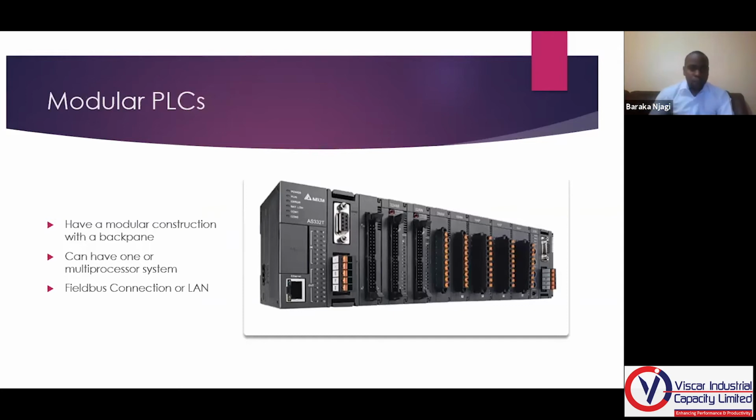The next one is the modular PLCs. And these are the kinds that are grouped into structures. So for example, in our diagram here, you can see they are modular. They have a CPU here. They have a communication protocol. They have an input, an output, digital input, digital output, all those things. So it says here that they have one or multiple processor systems. That is possible because they are modular. And communication between one module and the next is achieved because they have a backplane. A backplane enables them to connect and communicate with each other.